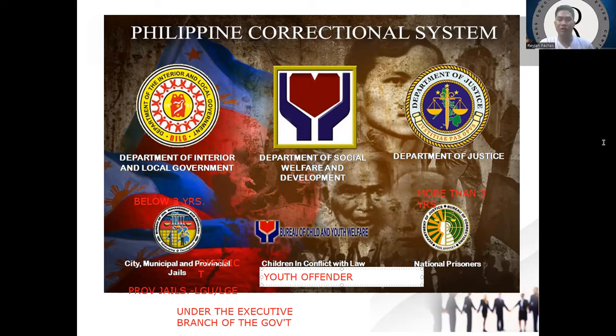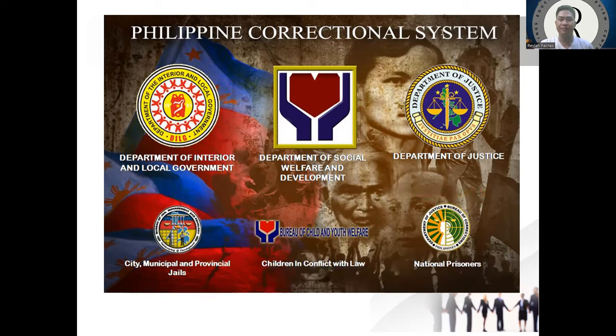Okay. So, of course, we have the Department of Social Welfare and Development or the DSWD. Of course, they are in charge with yung mga youth offender natin, basically yung mga child in conflict with the law or the CICL. Nakuha ba? Okay, so nakuha ba class? So, naintindihan ninyo? Maki-confirm nga sa baba? Okay, pa-confirm na class kung okay na. Okay, good. Okay, next tayo, next slide.